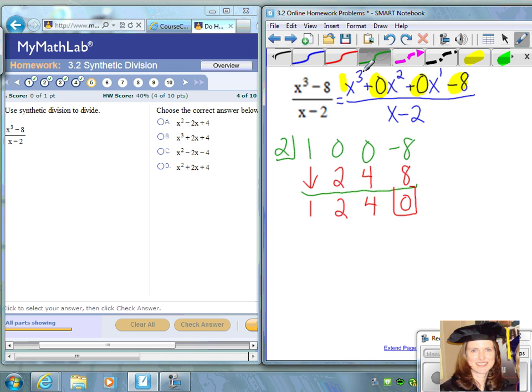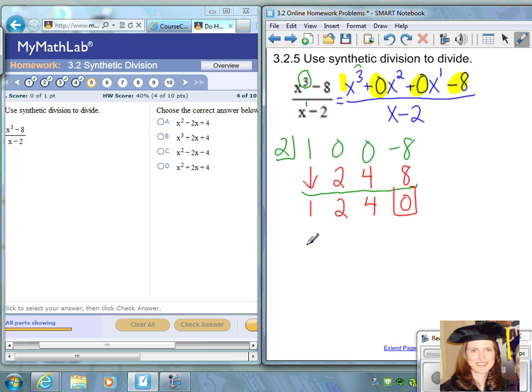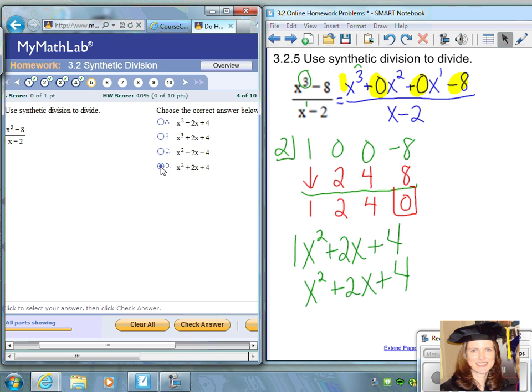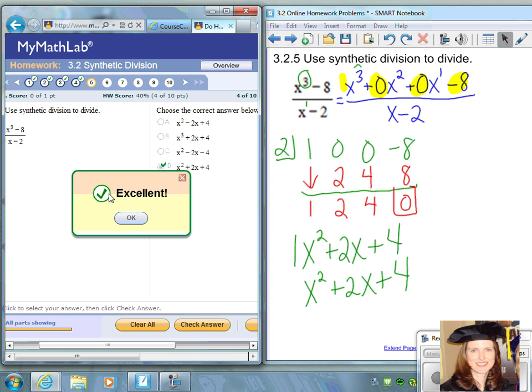Our answer, we start off with an x to the third power. We divide by an x to the first power, so an x to the second power is going to be our answer: 1x to the second power plus 2x plus 4. Of course, you don't need that 1 coefficient. You can write it as x squared plus 2x plus 4. We can check our answer.